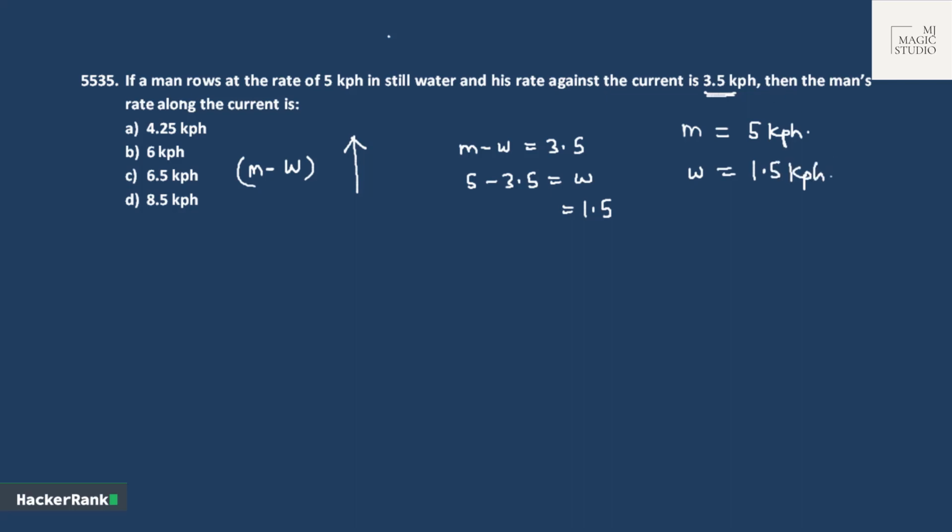Then what is the man's rate along the current? Along the current means downstream rate. Downstream speed is always m plus W, because the boat will get assistance from the current. So downstream or along the current speed would be 5 plus 1.5, that is 6.5 kph. This is the answer we are looking for. Option C.